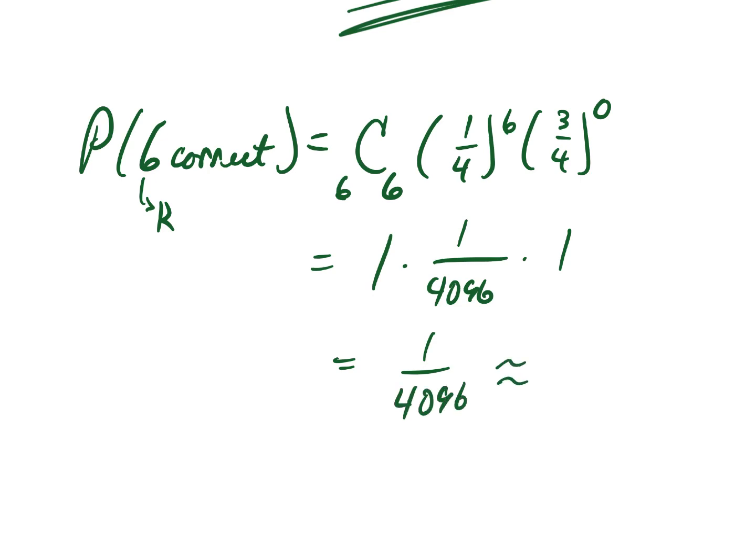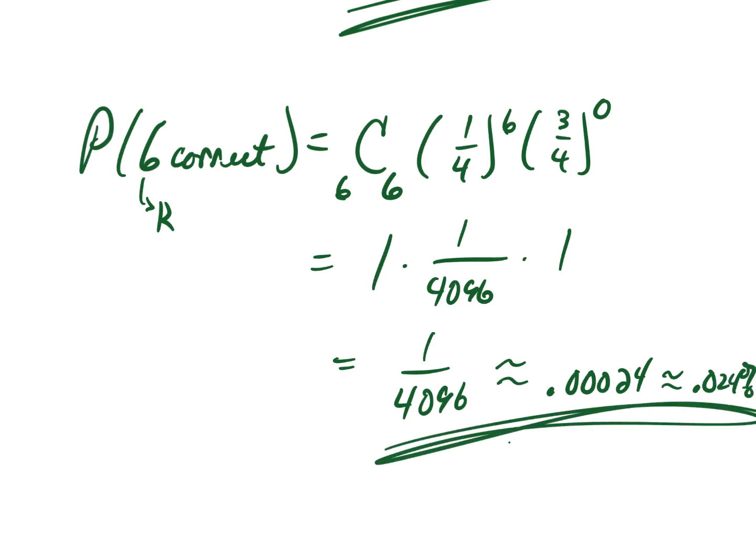And as a decimal, that would be 0.00024. Or as a percent, let me sneak it in there, that would be 0.024%. Okay? So not very likely that you're going to get all 6 questions correct unless you study a little bit. Okay? Alrighty. So that finishes off the rest of section 7.